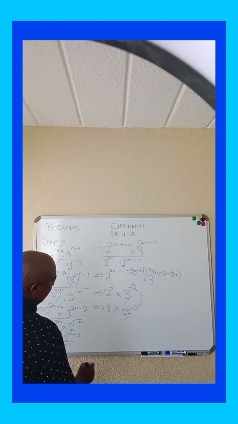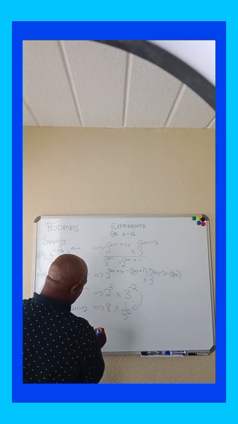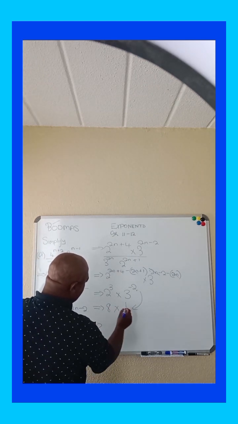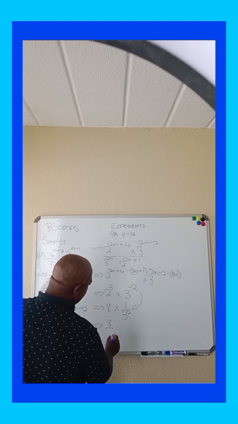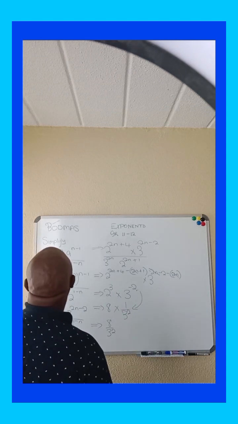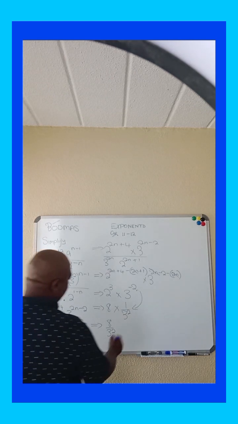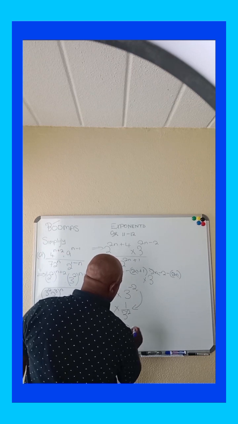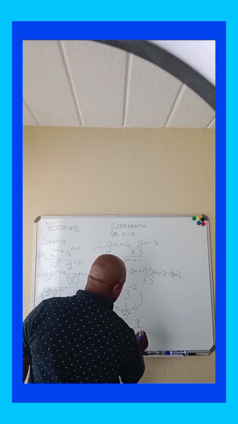Alright, before we go to our final answer, 8 times 1 is 8 over 3 to the power 2. So 3 to the power 2 means that we multiply 3 by itself, 3 times 3 is 9. So the final answer is 8 over 9.